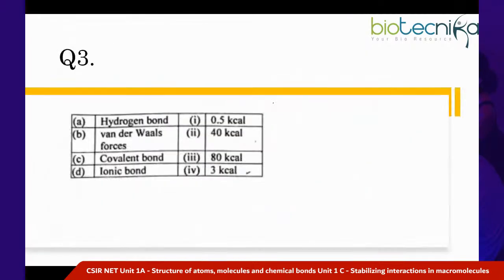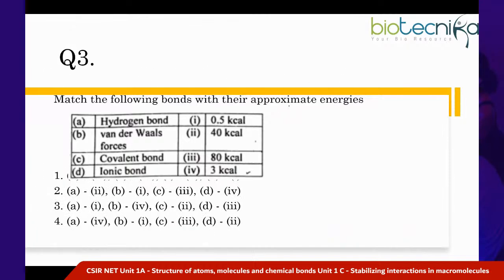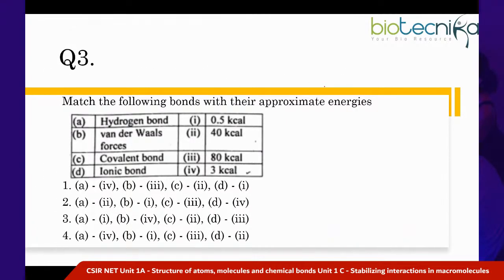Okay. Next question. Match the following with their approximate energies. We have different types of bonds: hydrogen bond, van der Waals forces, covalent bond, ionic bond. I already told you how covalent bond and ionic bond form. Bond forms by sharing of electrons. See, these are chemistry basics basically. Even if unit 1 is not started in the morning batch, you must at least know basic chemistry things, that is, covalent bond is formed by overlap of orbitals by sharing of electrons.